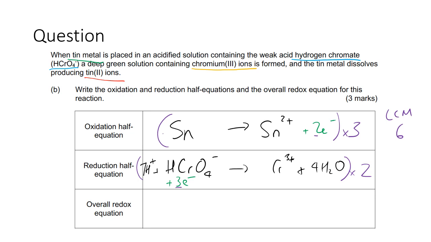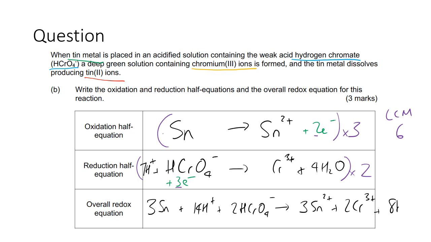So let's write that all out. 3Sn plus 14H+ plus 2HCrO4- goes to 3Sn2+ plus 2Cr3+ plus 8H2O. Okay, and that is your balanced equation.